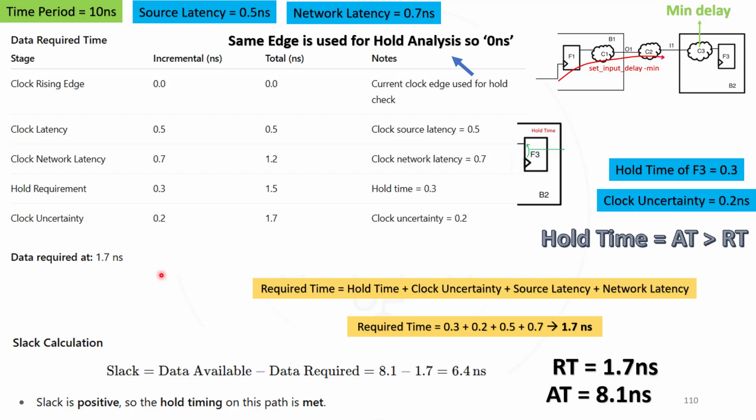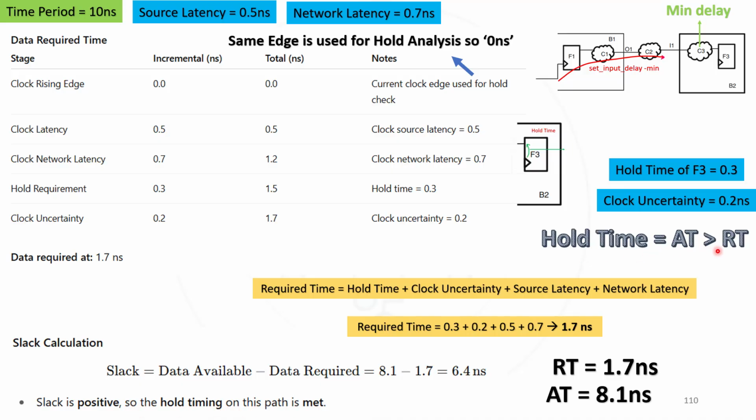So finally, in order to calculate the slack, it is something which will be arrival time minus required time. So from the previous slide, we got arrival time as 8.1 nanosecond. So 8.1 nanosecond minus required time which we got, 1.7. If you subtract 8.1 minus 1.7, we get 6.4 nanosecond, which is something positive. So this condition is getting satisfied. Why? Because arrival time is greater than required time, so there won't be any hold violation. So slack is positive, so the whole timing on this part is met.